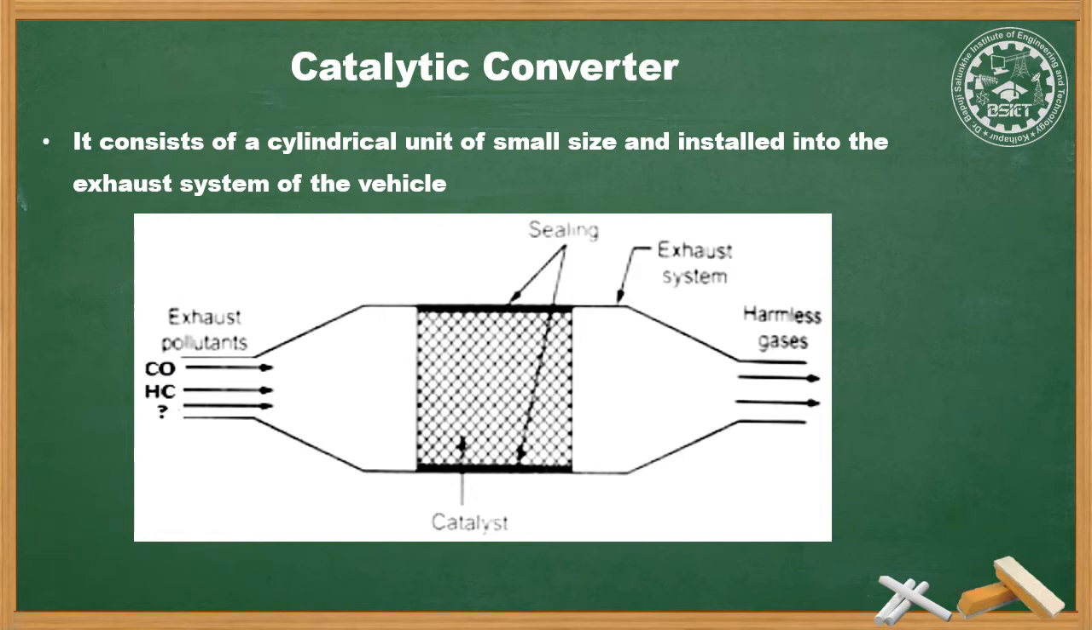When the exhaust gases pass over the converter substance or pass over the catalyst, the toxic gases such as carbon monoxide, hydrocarbon, and nitrogen oxide are converted into harmless carbon dioxide, water, and nitrogen.